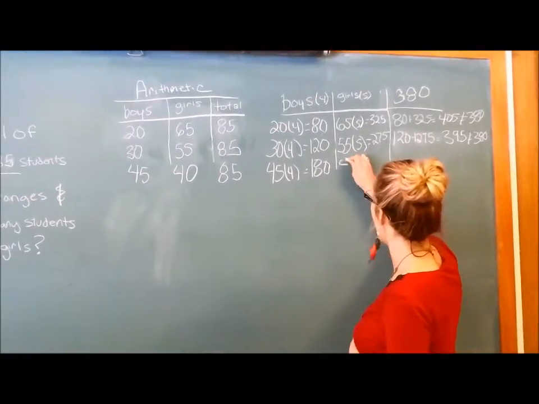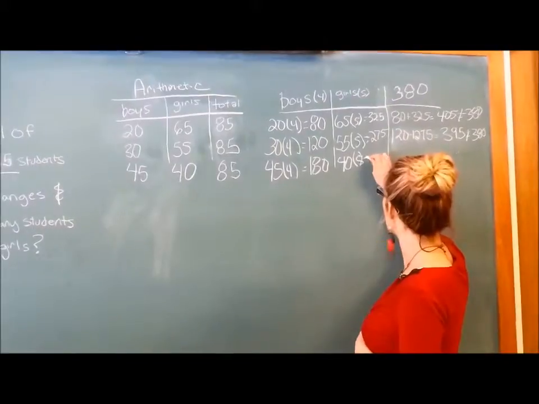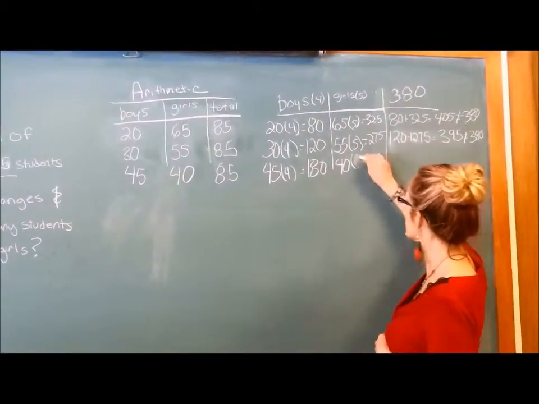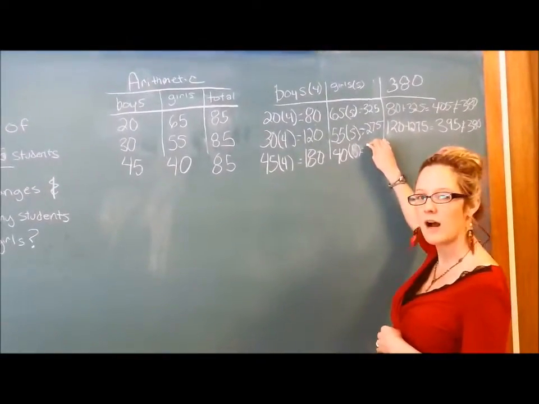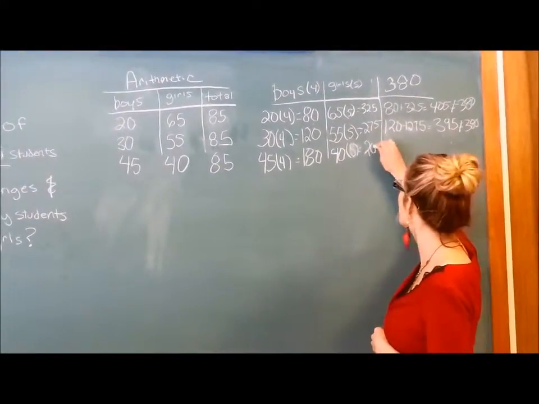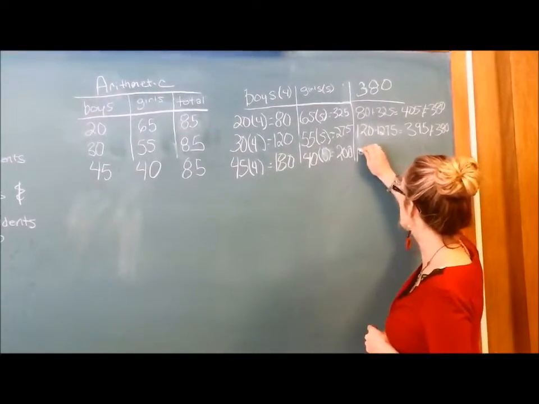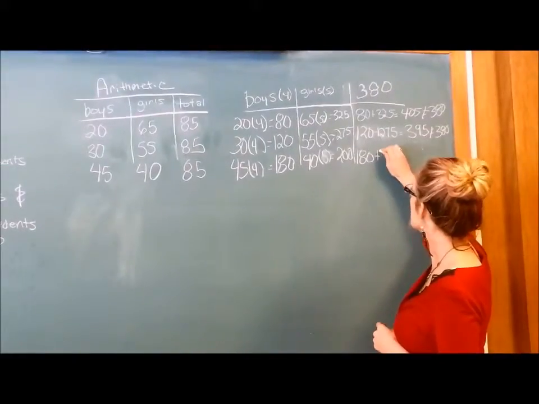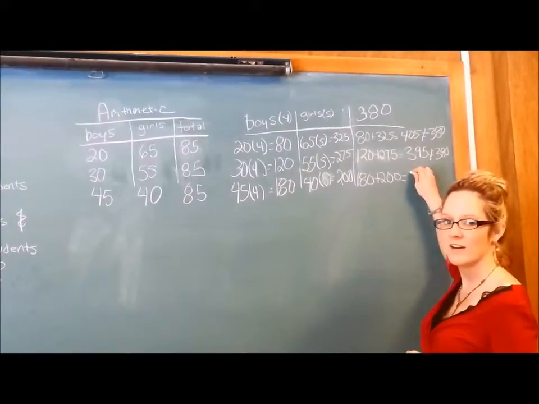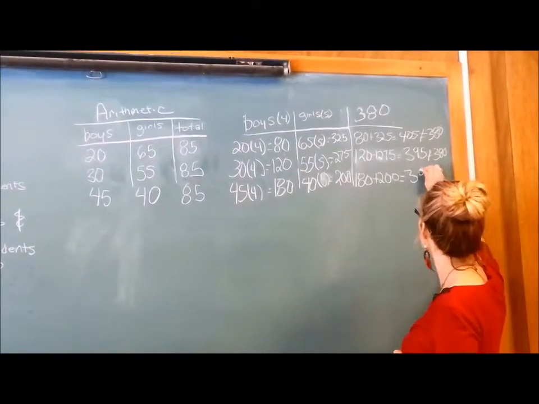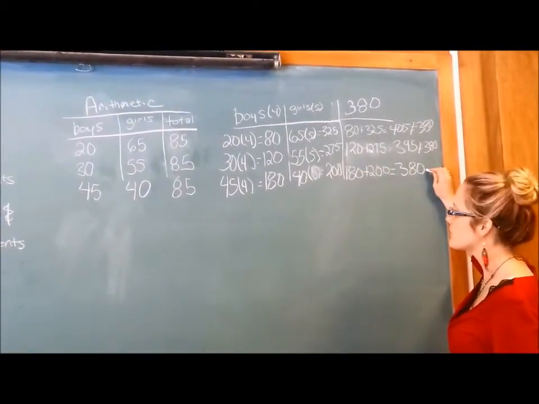All right. And now we have 40 girls, and they each get 5 oranges. And that equals 40 times 5, 200. All right, and you guessed it. Let's add these numbers together. 180 oranges plus 200 oranges equals 380. We did it. 380 oranges.